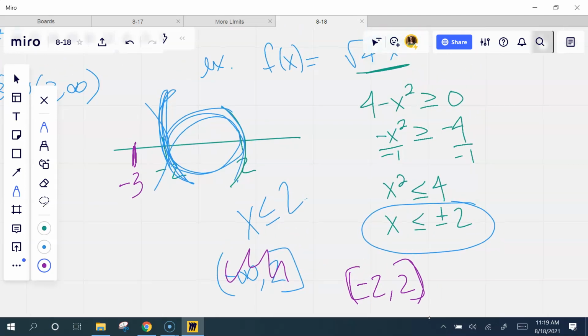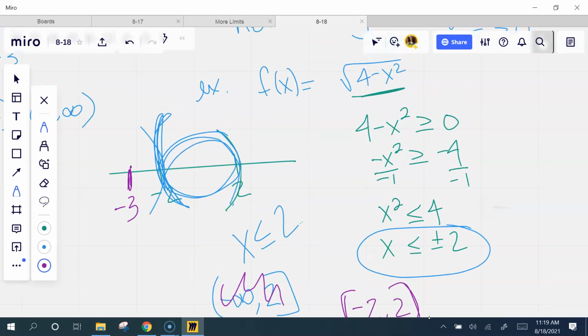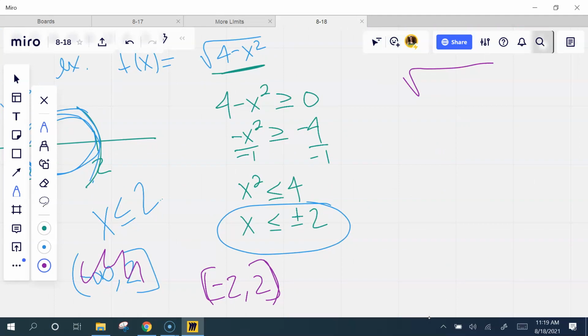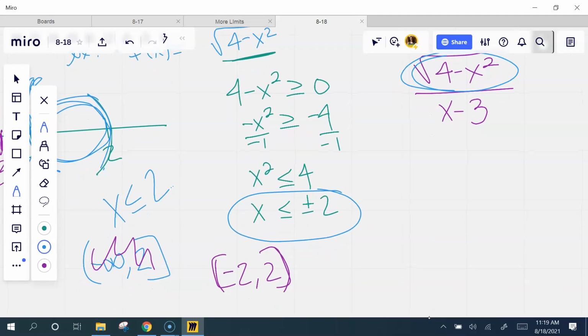Now, what happens if this is not just square root of 4 minus x squared, but it's 4 minus x squared over x minus 3? The bottom is going to be 0, which means that x, in addition to this being between negative 2 and 2, can't be 3. But is 3 even in there? No. So it's a moot point. Doesn't matter. This still satisfies the domain, even if that's in the bottom.